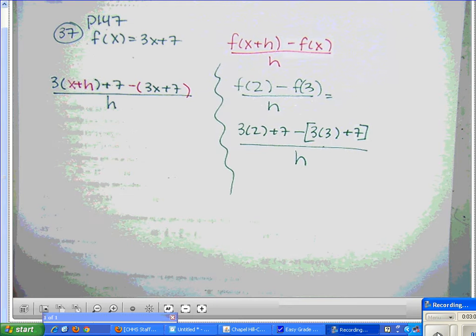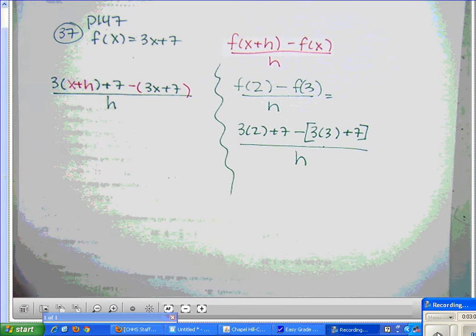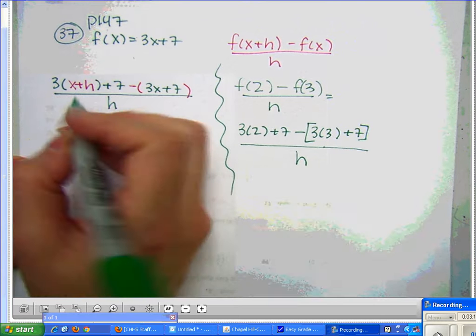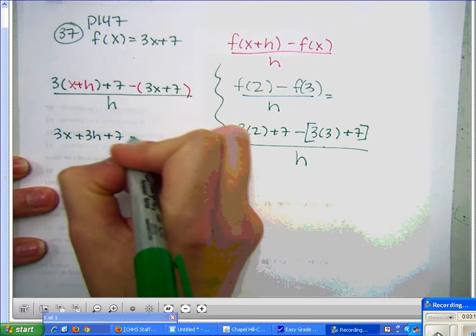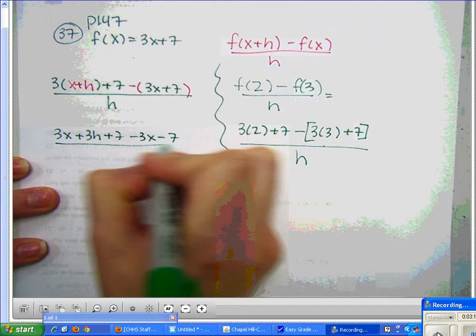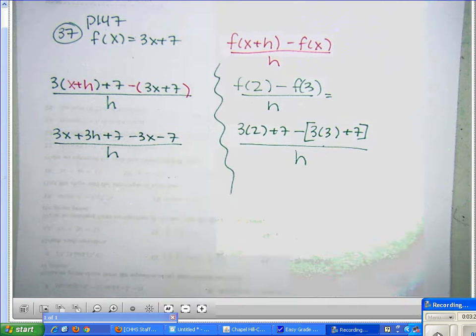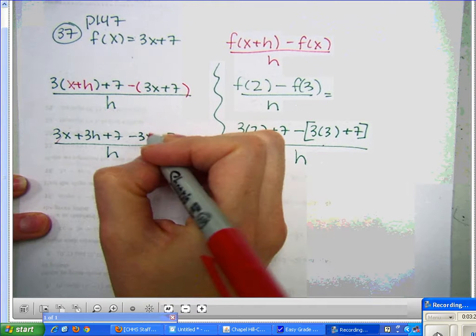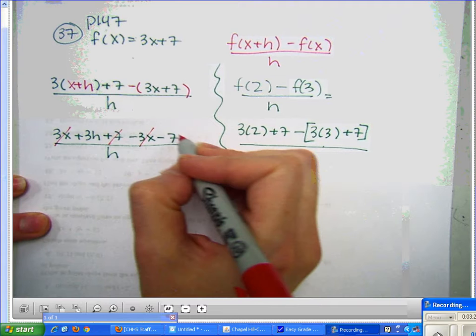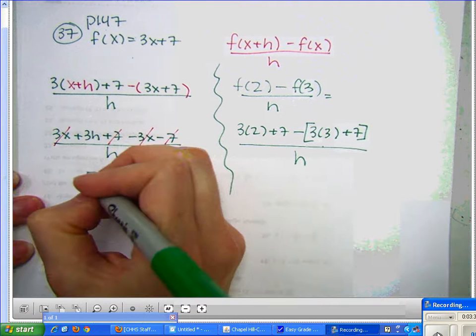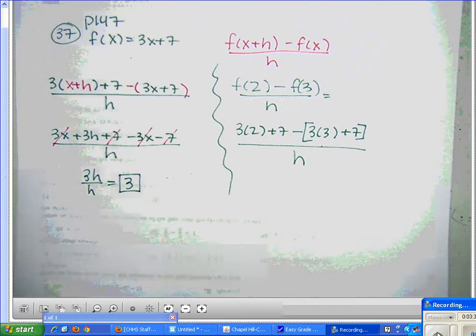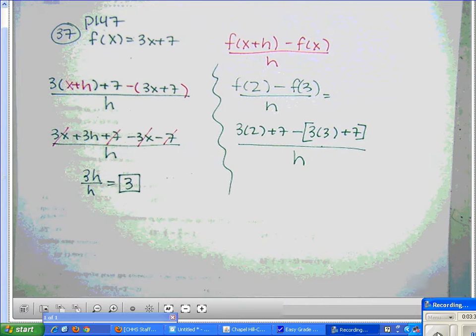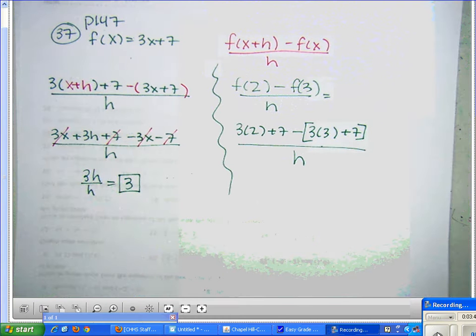So now for this, the only next thing I need to do is just go ahead and simplify this by combining like terms and do anything I need to in the numerator. So we have 3x plus 3h plus 7 minus 3x minus 7, distributing that negative all over h. Notice that your 3x and your negative 3x cancels out, 7 and negative 7 cancels out, and you're left with 3h over h, which is just equal to 3. So that would be the rate of change for a point on my graph or curve that I have.